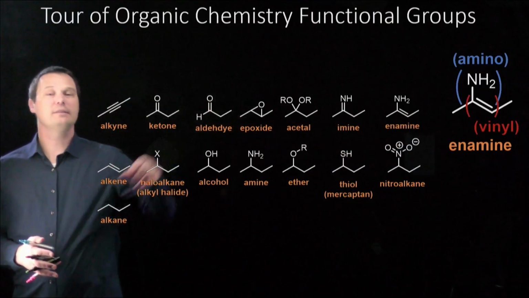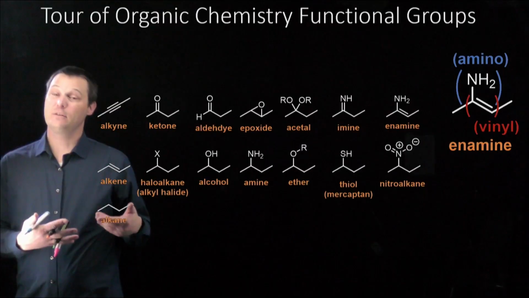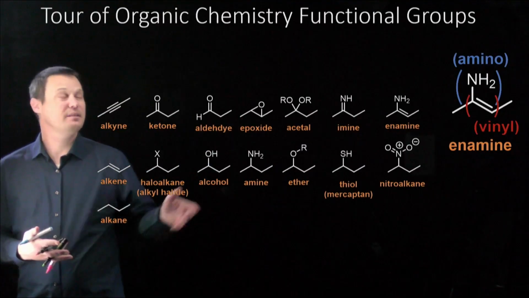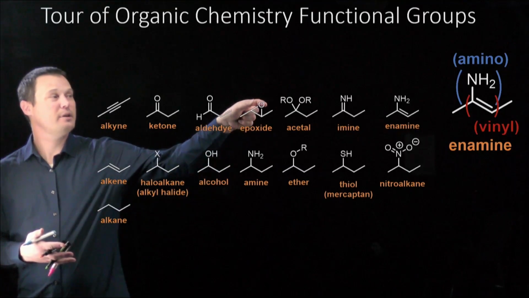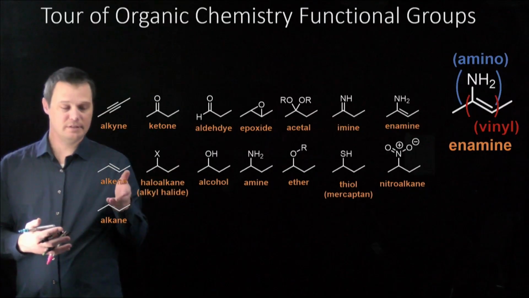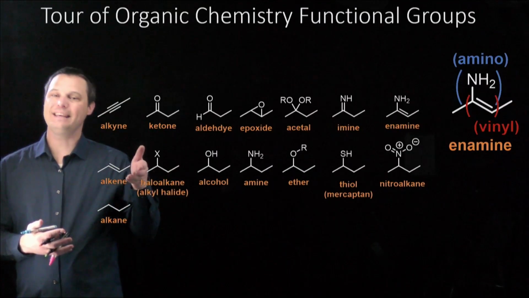The last group in this list is going to be the enamine. Vowel sounds are very important in functional groups. We use a long E here. This is an enamine, as in it looks like it has an alkene and an amine attached to the same carbon. An enamine. Other places where vowel sounds are important is differentiating between an alkane, an alkene, and an alkyne.